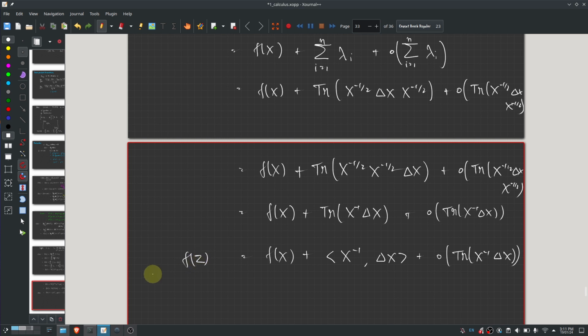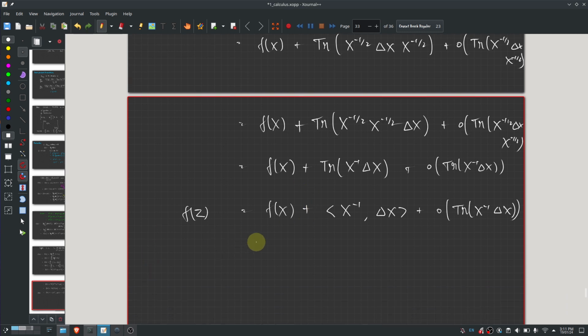So from this, what would you conclude as the derivative of f of x? It's x inverse, right? So the derivative of f evaluated at x is simply equal to x inverse.